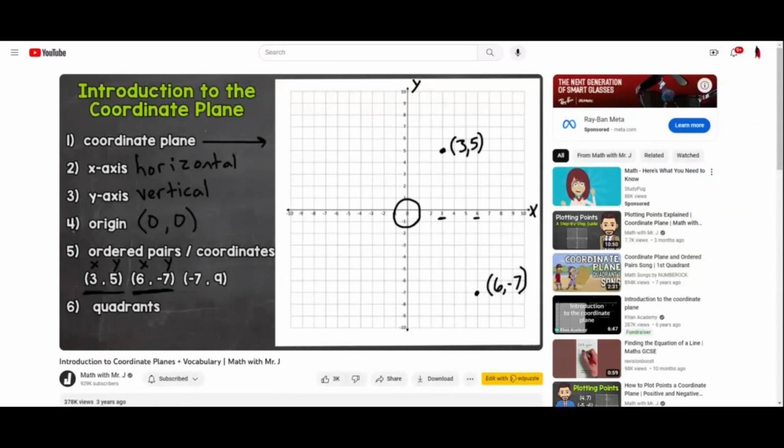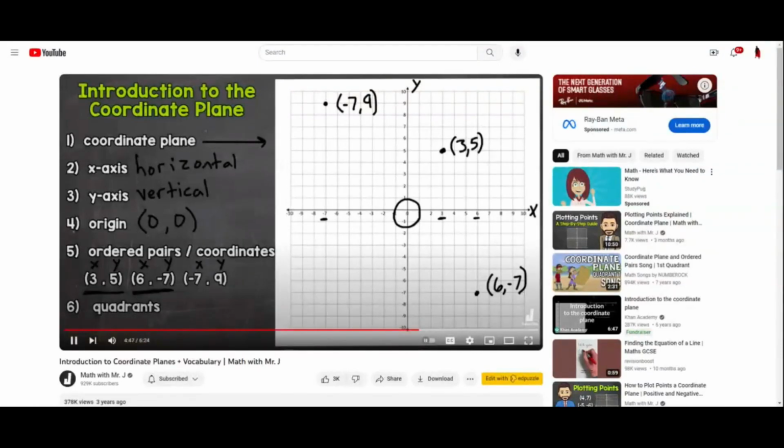And then lastly, we have -7, 9. So again, x always comes first, followed by y. Now this time we're going to go left of 0 because that's a -7. So -7's over here. And then our y is positive, a positive 9, so we're going to go up. Plot our point, and I'll label -7, 9. So again, always side to side and then up or down.